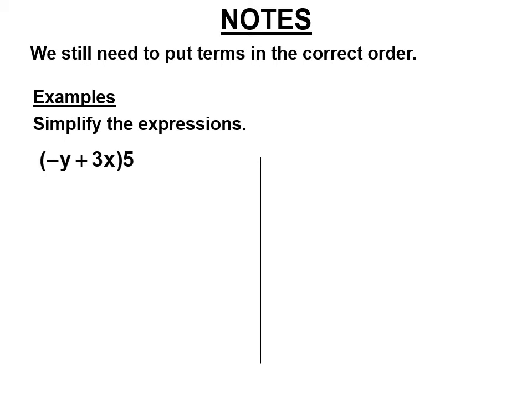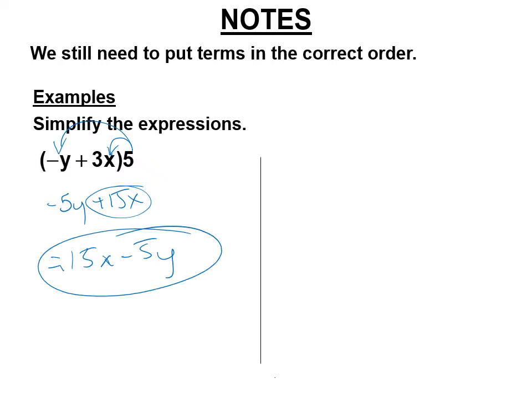Right? So we get 5 times negative y, negative 5y. 5 times 3x is 15x. But remember, alphabetical order. So we're going to put the plus 15x first and make it positive 15x. We're going to take the negative 5y and put it at the end. And the way you would see that in an answer key is 15x minus 5y.